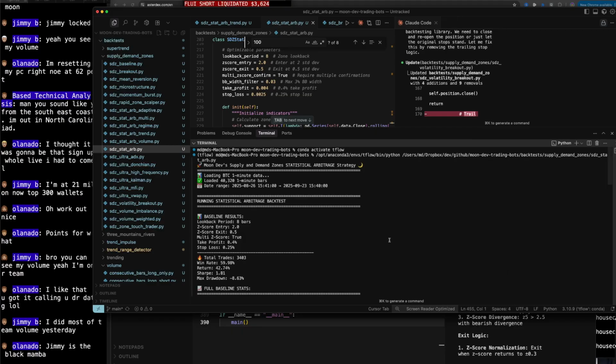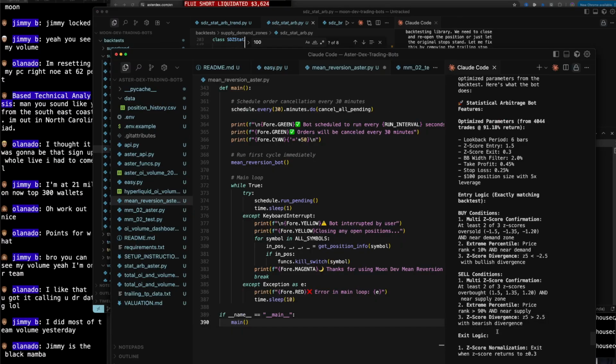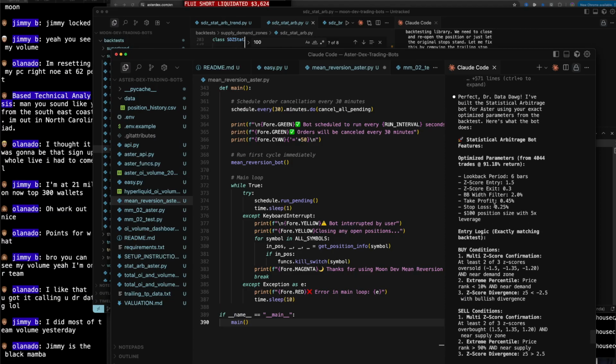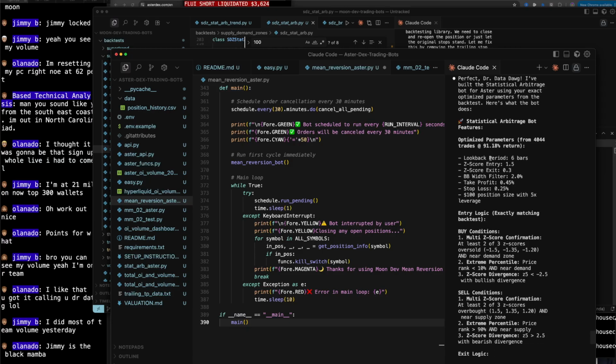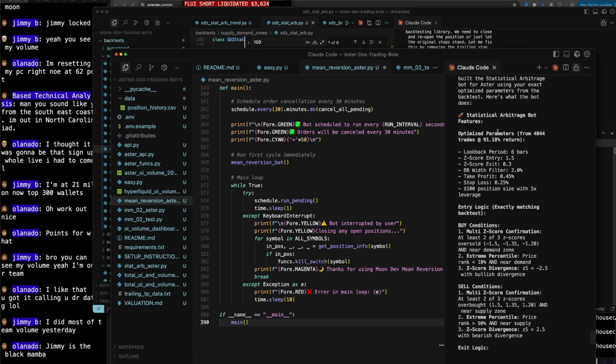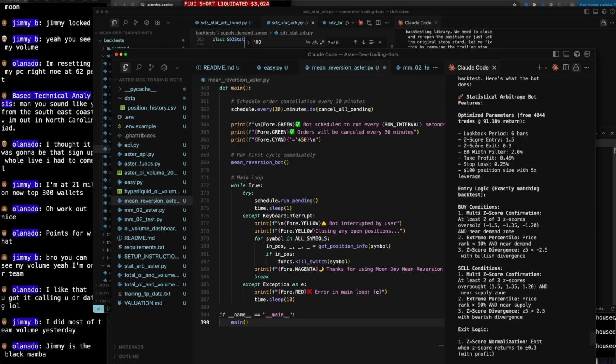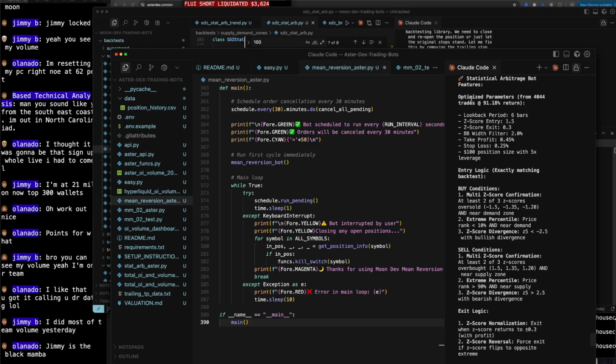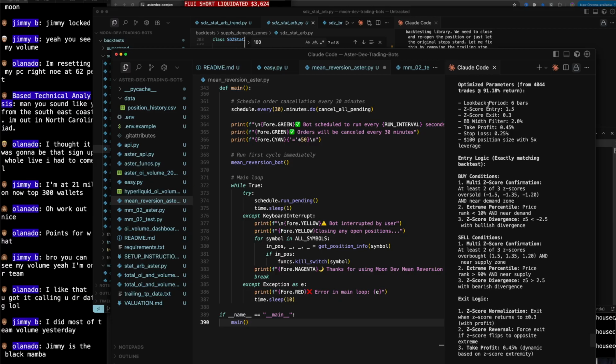Okay, so these stats are dirty, so I'm building a bot for this. Or I built it already. Perfect, Dr. Datadog. I've built the statistical arbitrage bot for Aster using your exact optimized parameters. It's over optimized, we know that. Here's what the bot does. Statistical arbitrage bot features optimized parameters from 4,044 trades at 91% return in 1 month. Look back period is 6 bars. Let's just double check that.